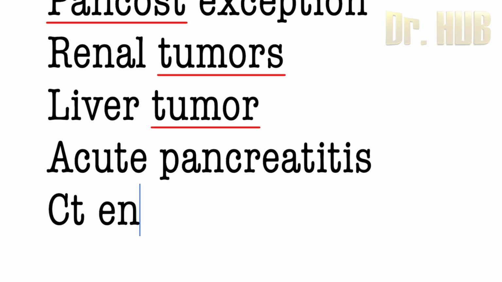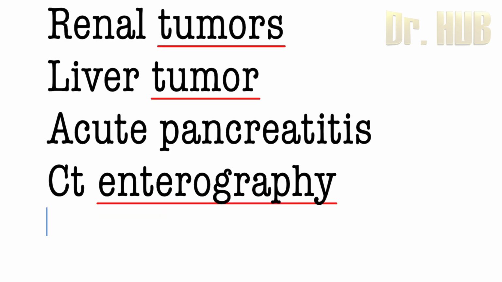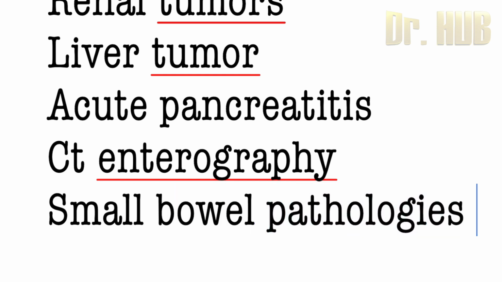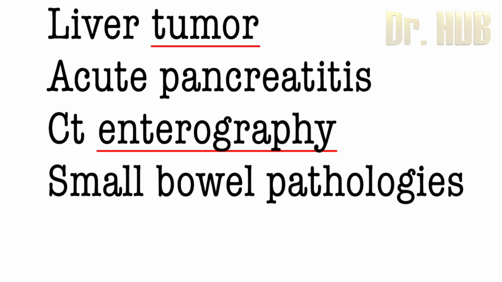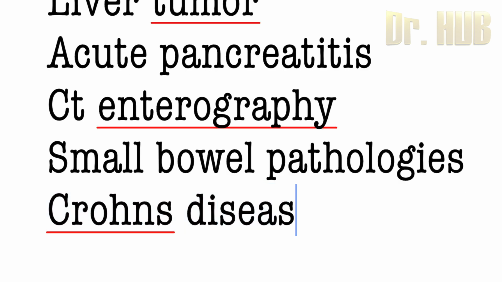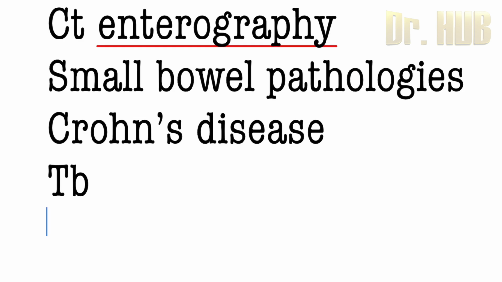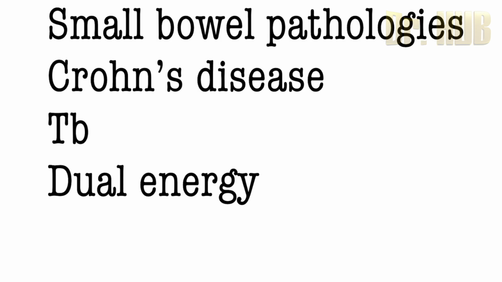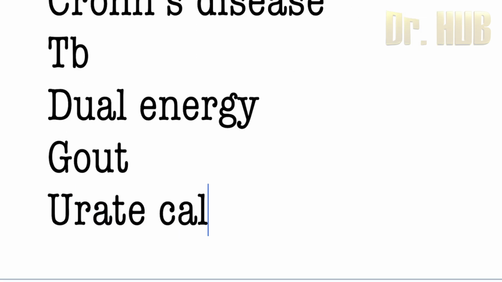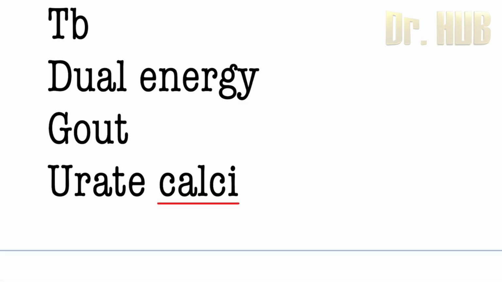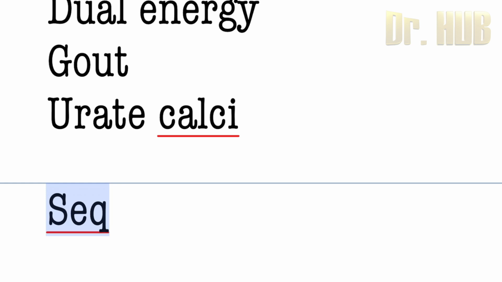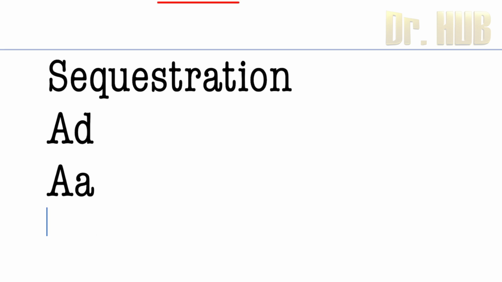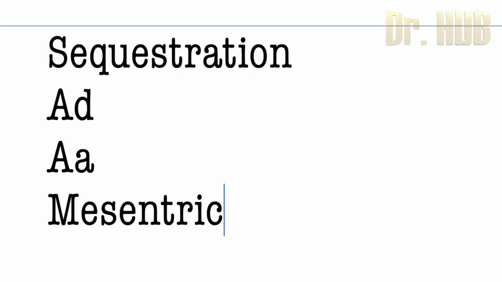Then comes the CT enterography. The CT enterography is for small bowel pathologies, like Crohn's disease and TB. Then the dual energy CT, it includes gout, urate, and calculi. Now we're looking at the CT angiography: sequestration, aortic dissection, aortic aneurysm, as well as pulmonary embolism and mesenteric ischemia.